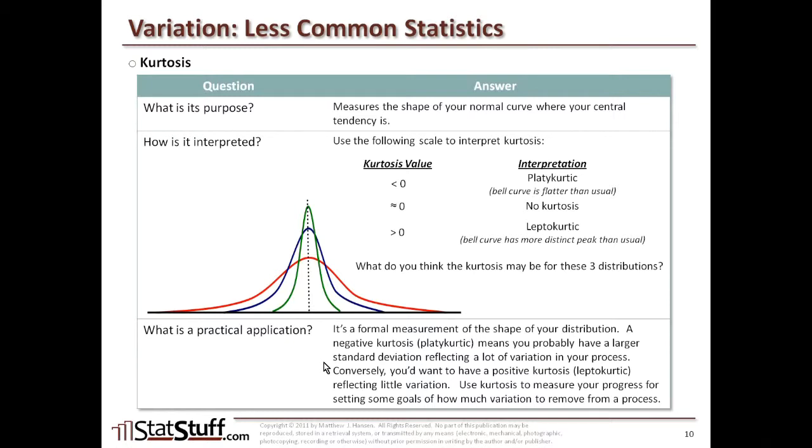So what we can use then is kurtosis as a way to measure our progress. If we're trying to move our distribution from platykurtic to something more leptokurtic, then the kurtosis value could be a way that you can measure that to see if we are reducing our variation. We could use other measurements similar to standard deviation and so on, but this is just one additional way we might be able to measure any changes in the variation.